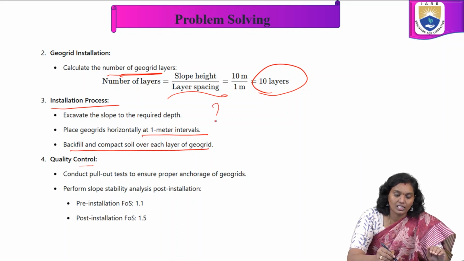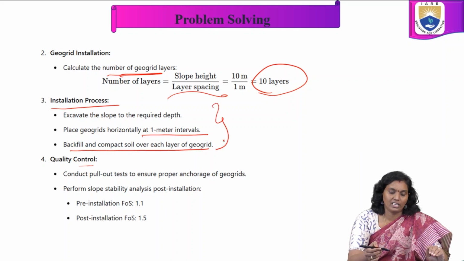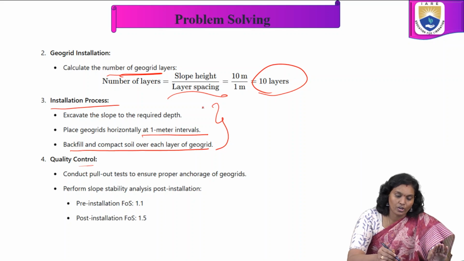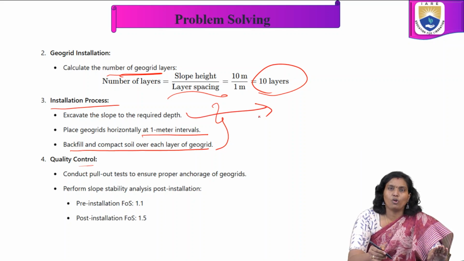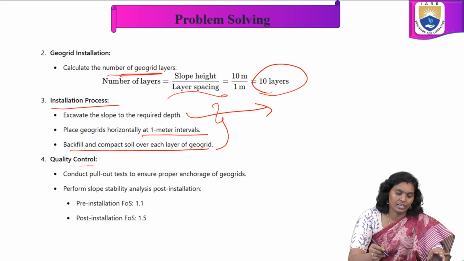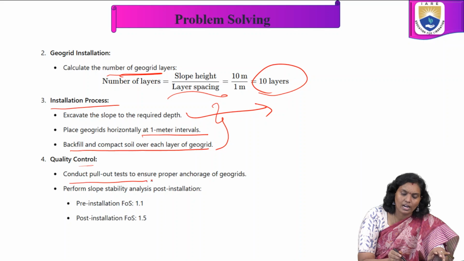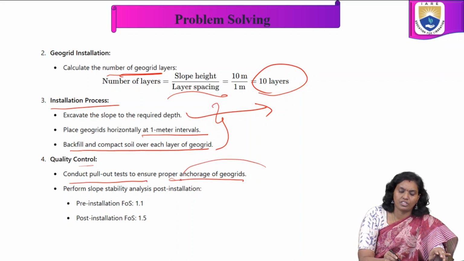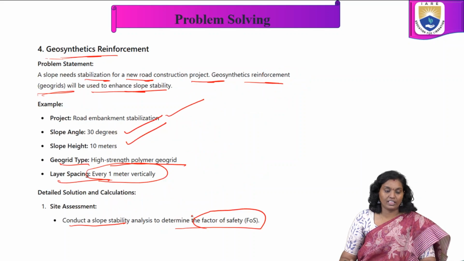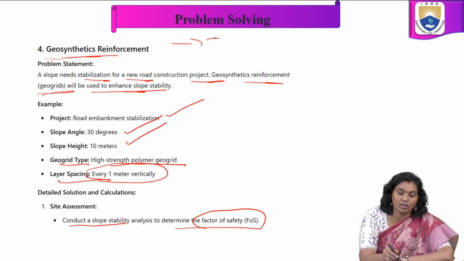So for understanding all these parameters, we are going to conduct this geogrid installation. First, we excavate the slope to the required depth. Then place geogrids horizontally at 1 meter intervals. Backfill and compact soil over each layer of the geogrid, and conduct pull-out tests to ensure proper anchorage of the geogrids. Perform slope stability analysis pre-installation and post-installation. We will get the difference between those two and understand. So in this particular case, we choose this technology.